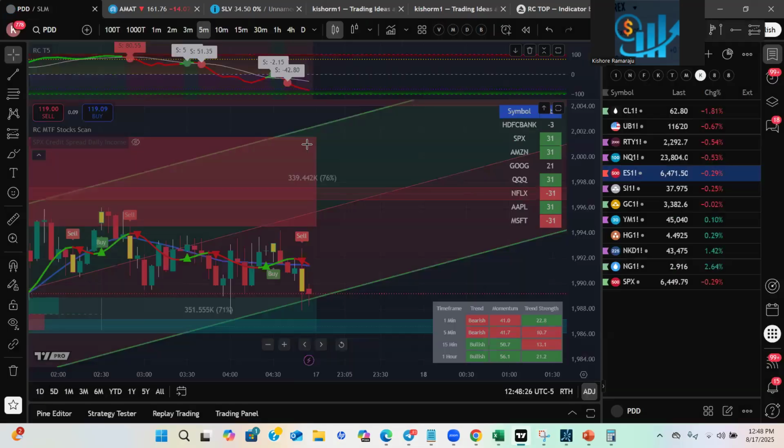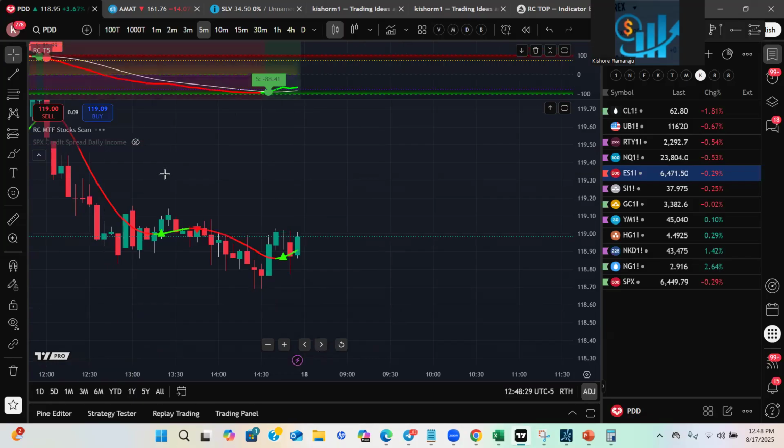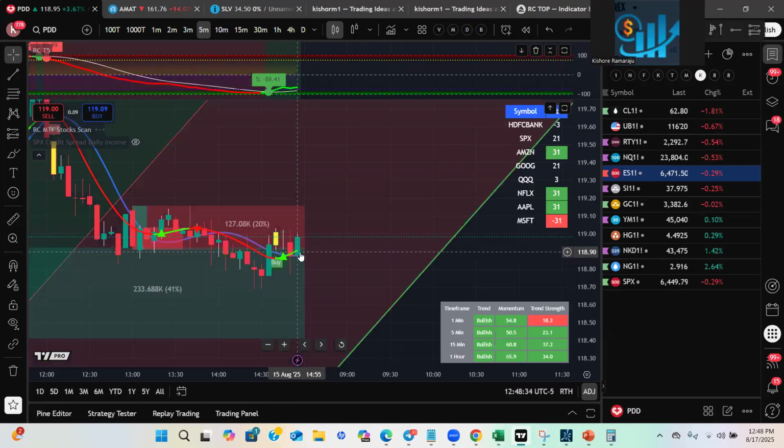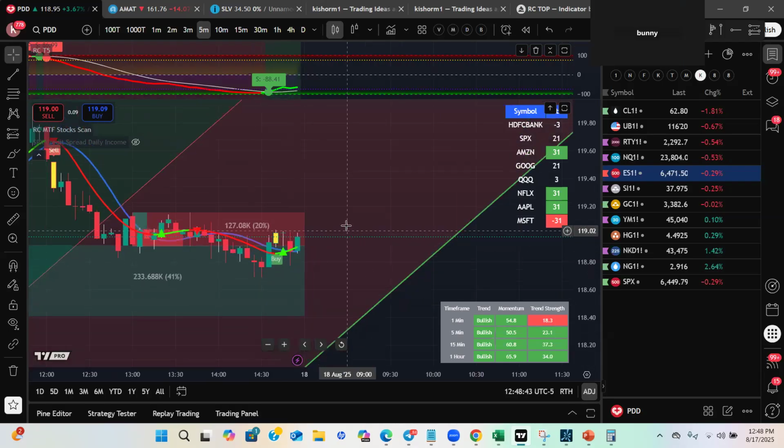Generally, you can buy close to the current strike price. For example, if the current price is at 119, you see a lot of buyers here, so you can buy the 118 or 119 strike price. That's where you will make a nice profit.